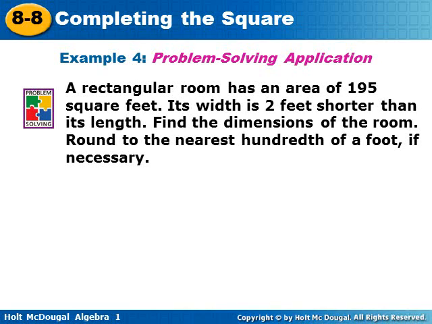A rectangular room has an area of 195 square feet. Its width is 2 feet shorter than its length, so that would be x minus 2. Find the dimensions of the room, round to the nearest hundredth of a foot if necessary.